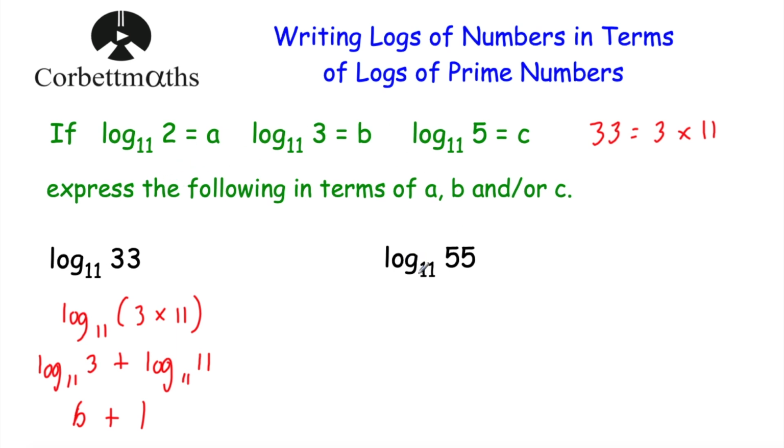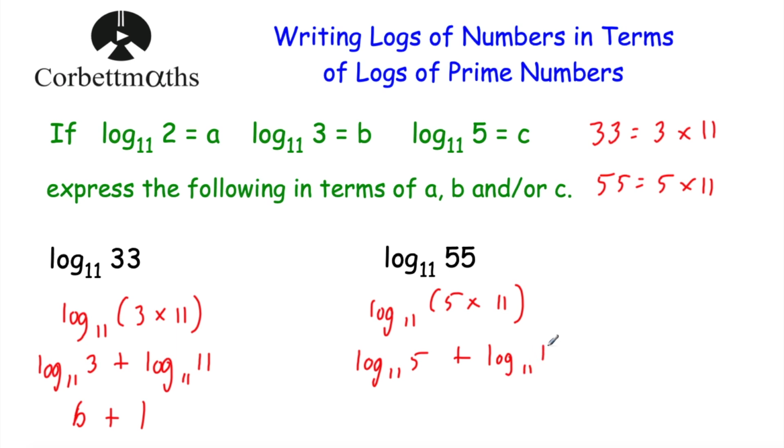Okay, so we've got the log to base 11 of 55. So 55 is equal to 5 times 11. So this would be the log to base 11 of 5 times 11. Now we split this up into the log to base 11 of 5 plus the log to base 11 of 11.